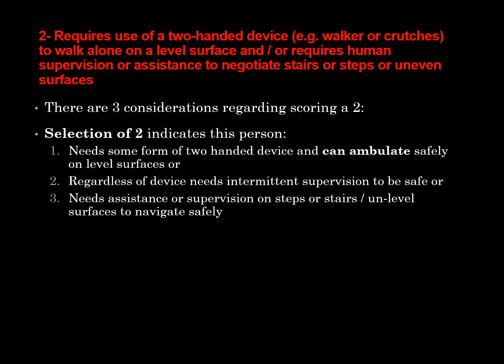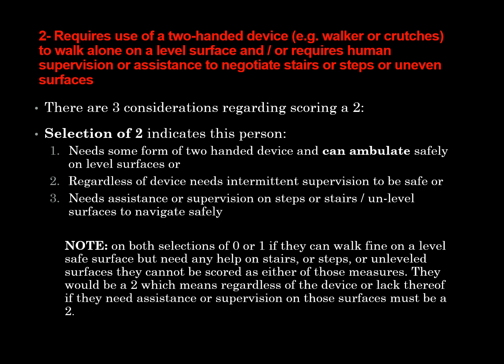When we select answer 2, there are several things to consider. First off, selection of 2 indicates that this patient is safe using a two-handed device on level surfaces, and this could be a walker or crutches, 2 canes, etc. Or regardless of the device, needs intermittent supervision to be safe. So this can include someone who doesn't have a device at all when you're assessing them. Maybe they should, but again, they could use intermittent supervision. Somebody does not need to be with them all the time.